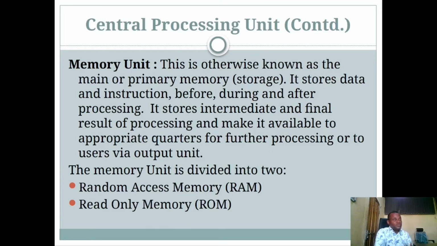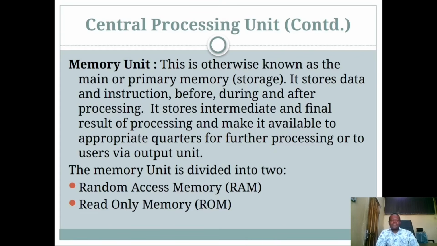before, during, and after processing. It stores data and instruction before, during, and after processing. That means that the computer system needs a place where it can keep data handy, where it can keep the result of intermediate operation handy, where it can store the result of the final operation. So this is provided for by the memory unit.